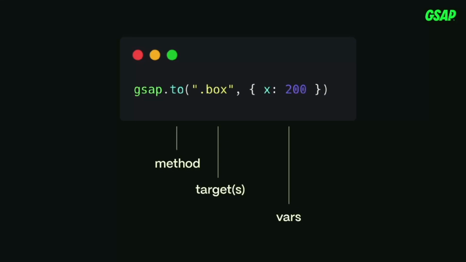They're how you animate things. So this is what does all the animation work. Just a little bit of JavaScript code. You've got a method. This is a toTween. So this is saying animate to some values. And then you've got some targets.